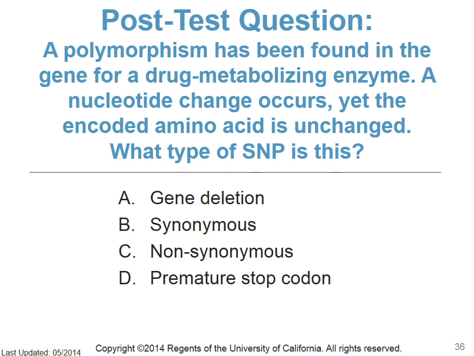This is the post-test question. A polymorphism has been found in the gene for a drug-metabolizing enzyme. A nucleotide change occurs, yet the encoded amino acid is unchanged. What type of SNP is this? Possible answers include A. Gene deletion, B. Synonymous, C. Non-synonymous, or D. Premature stop codon. The correct answer is B. Synonymous.